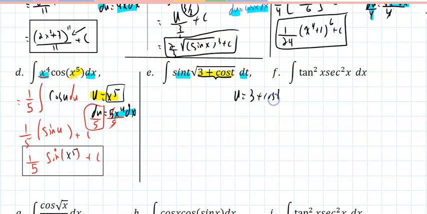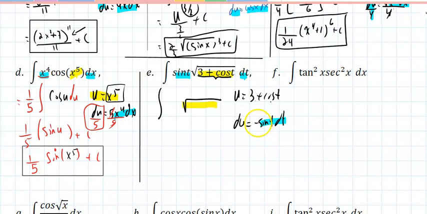3 plus the cosine of t. Well, the derivative, that's a 0. That's negative the sine of t dt. So I'm going to make my substitution. There is my u under a radical. And my du is really negative sine of t dt.